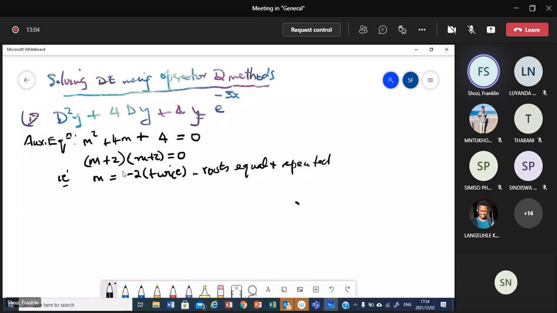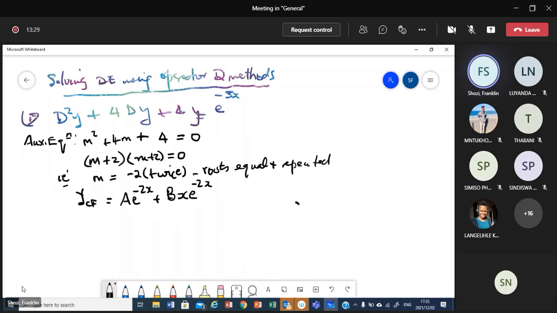Remember what I said? We said if the roots are equal and repeated, we have YCF is equal to A e to the power minus 2x plus, because it's repeated, then B small x there, e to the power minus 2x. That will be the solution that will come out of that, because the roots are real and repeated.